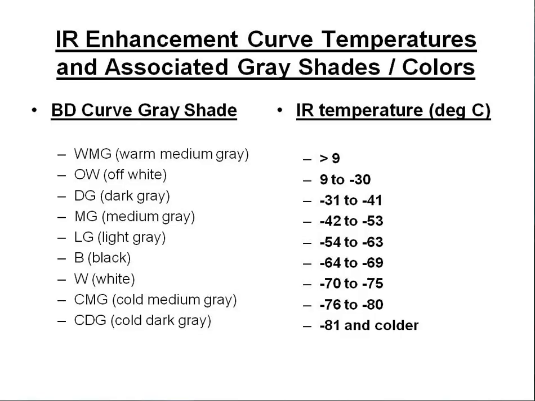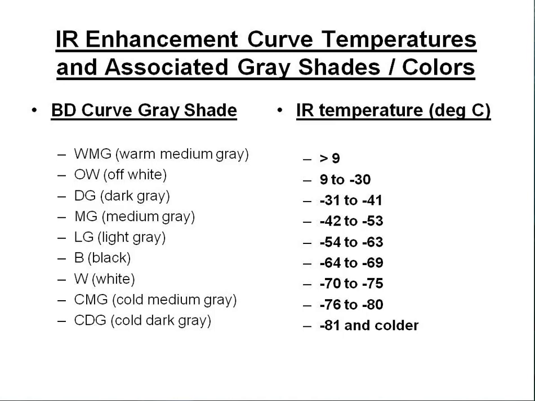The IR images on the previous slide were enhanced with an enhancement known as the BD enhancement or BD curve. This is a specific enhancement that is used with the Dvorak technique. Back in the 1970s, many satellite images were transmitted by facsimile and black and white laser printers. There was no color capability, so only shades of gray and black and white could be used.